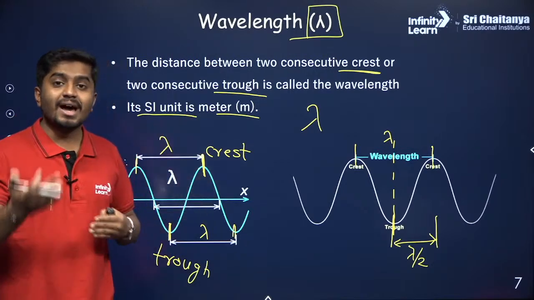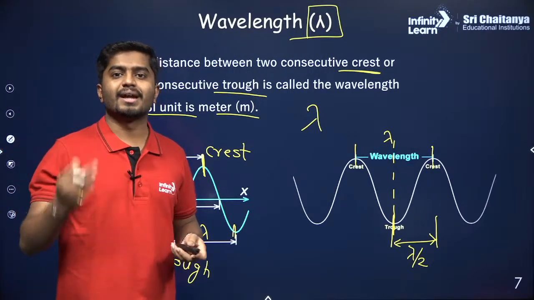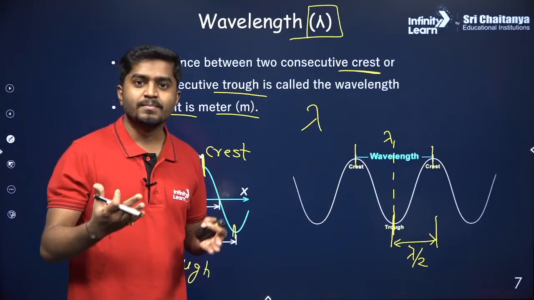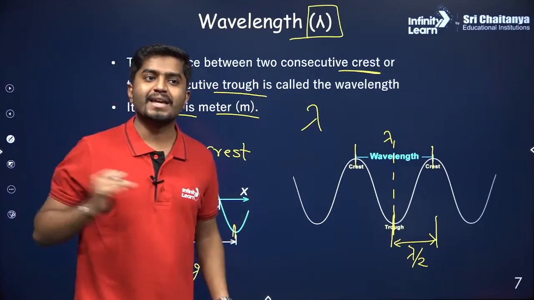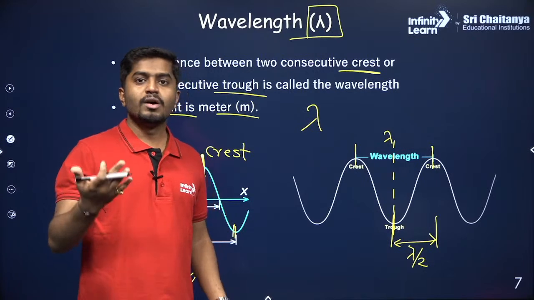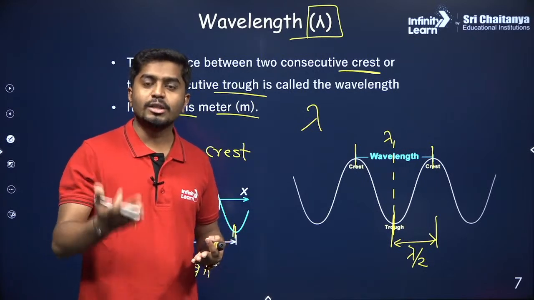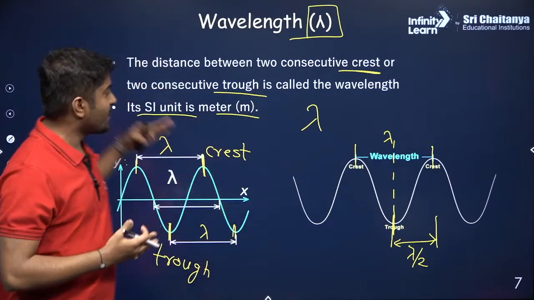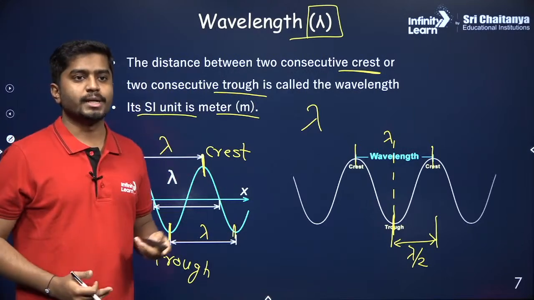So we are learning this because alternating current is in the form of waves. These are called electromagnetic waves, correct? So you might get a question based on this. That is why I'm just quickly going through it.